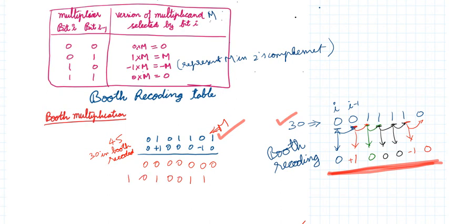Okay, what I have done for this number, since it is minus, we are going to multiply with the multiplicand. So minus 1 into m becomes minus m. So if this is your m, what is minus m? We have to write m in 2's complement.